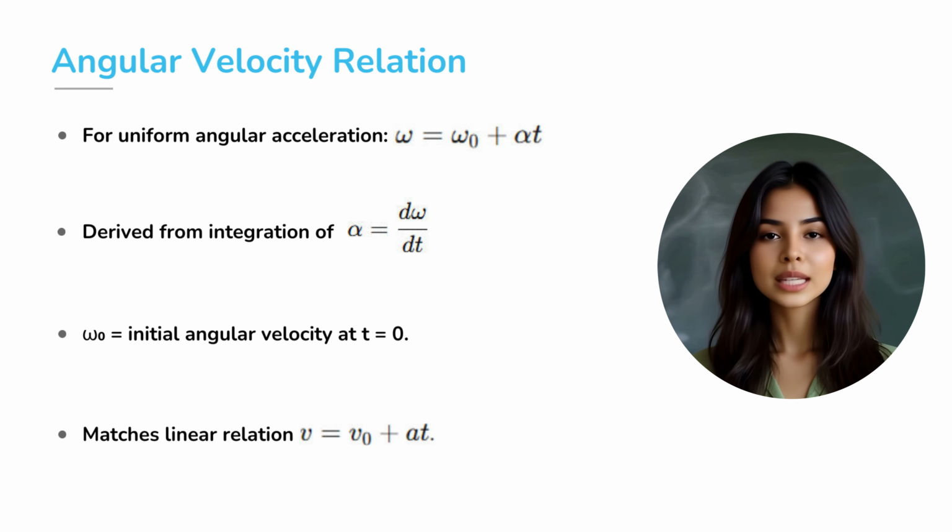Start with alpha equal to d omega by dt. For constant alpha, integrate over time. That gives omega equals omega naught plus alpha t. It's the rotational version of v equals v naught plus at. So under constant angular acceleration, angular velocity grows linearly with time.